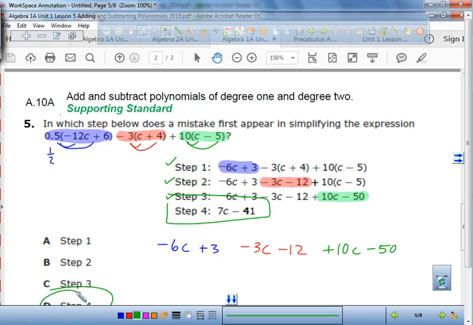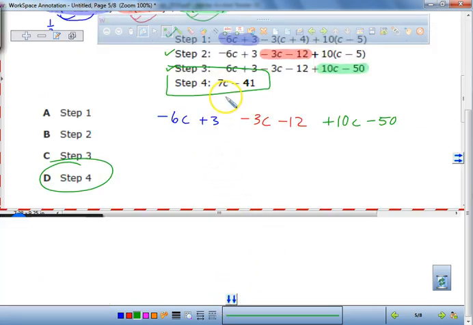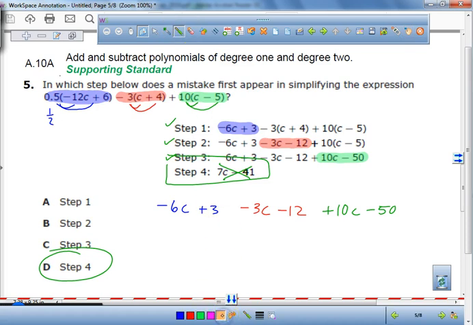Here's what I want you to do. See if you can come up with what would be the correct answer. That's not the correct answer. I want you guys to come up with the correct answer. All right, time to combine the like terms. Now I'm going to highlight terms that are alike. Negative 6c can be combined with negative 3c, which can be combined with positive 10c.